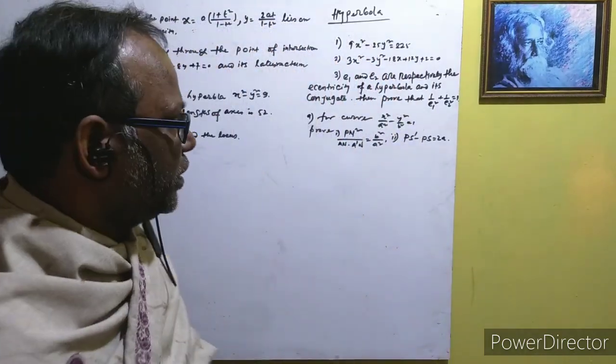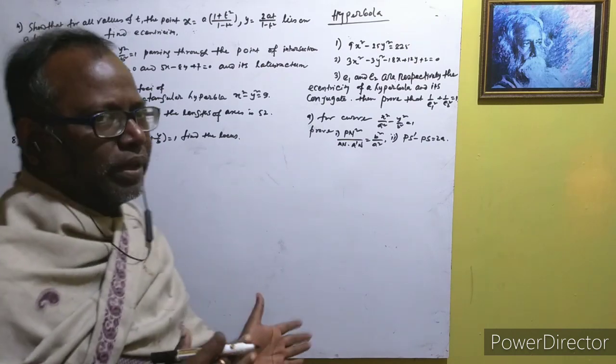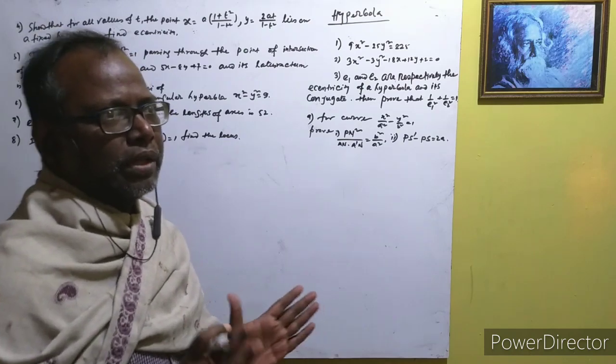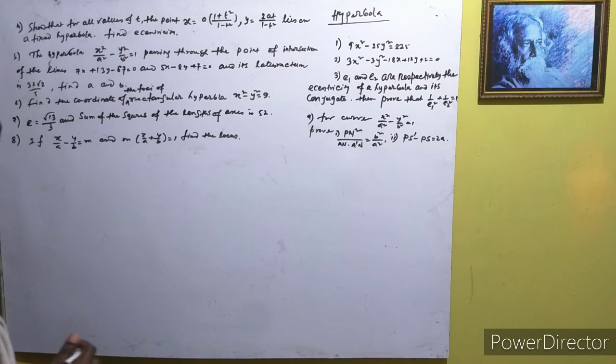Okay, so now see, when we call a hyperbola a hyperbola, then what is the conjugate hyperbola? There are two relations between the conjugate hyperbola and the normal hyperbola. See here is a drawing.